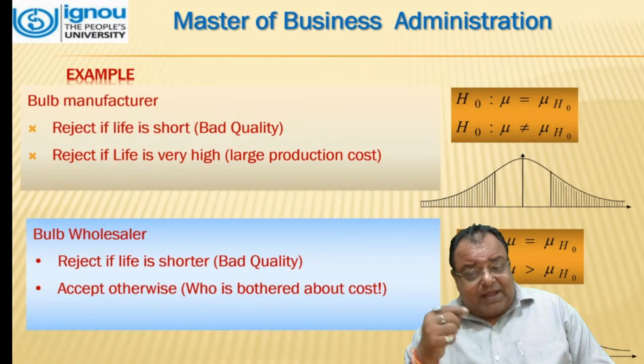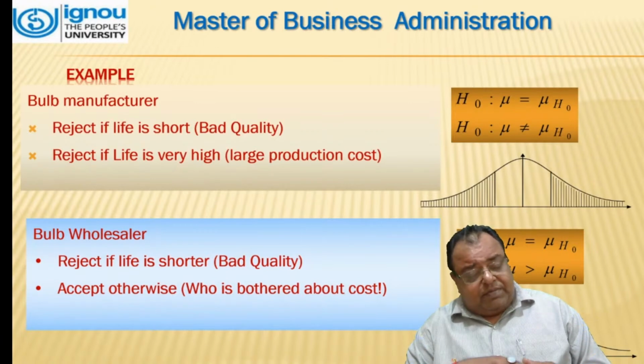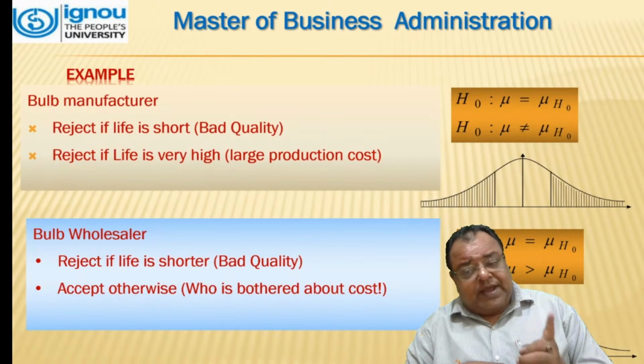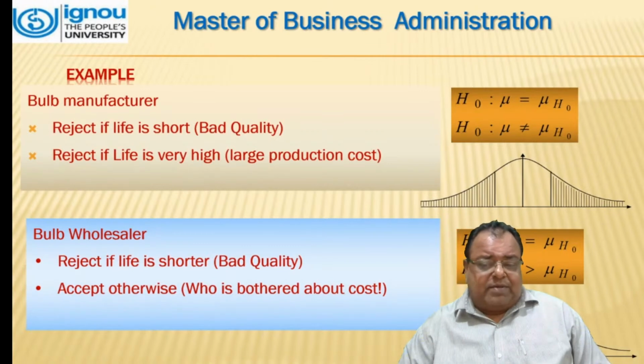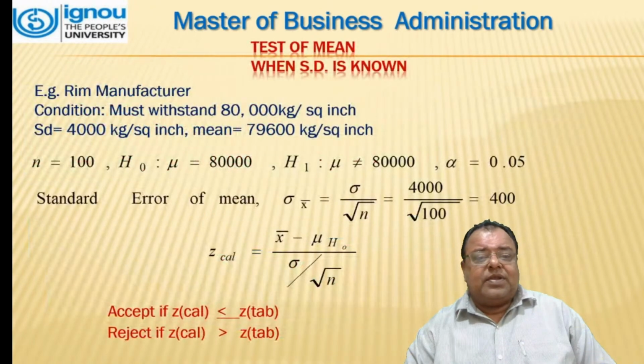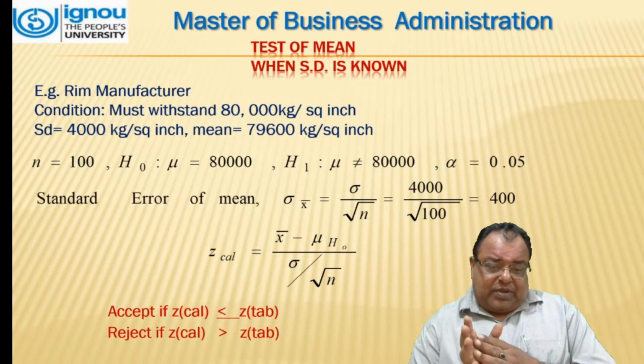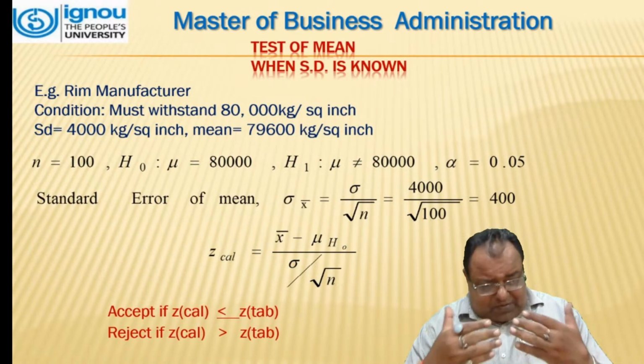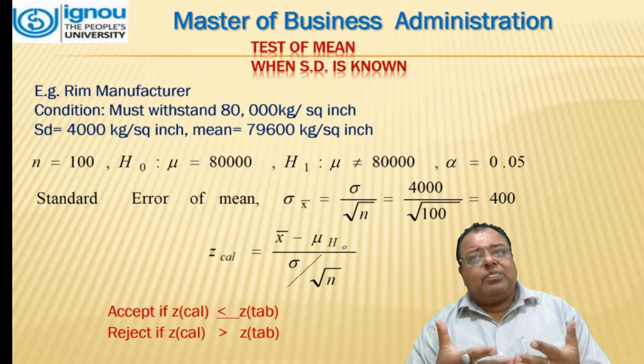Here in this case, H naught is mu is equal to mu H naught, but here H1 is mu should be greater than mu H naught. We will be talking about that. Let's try to draw the graph. So these are the two comparisons.